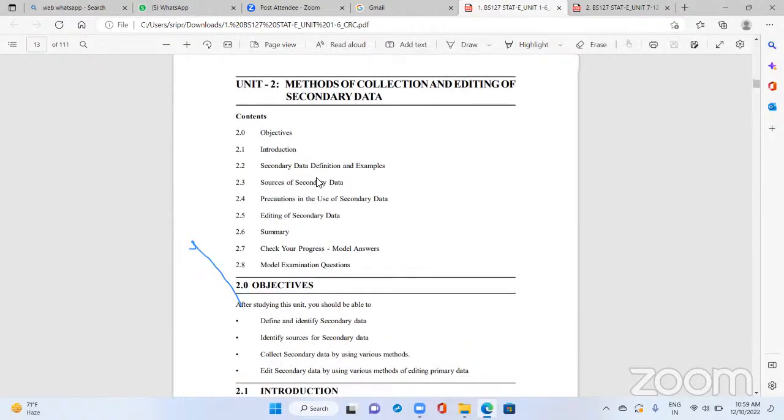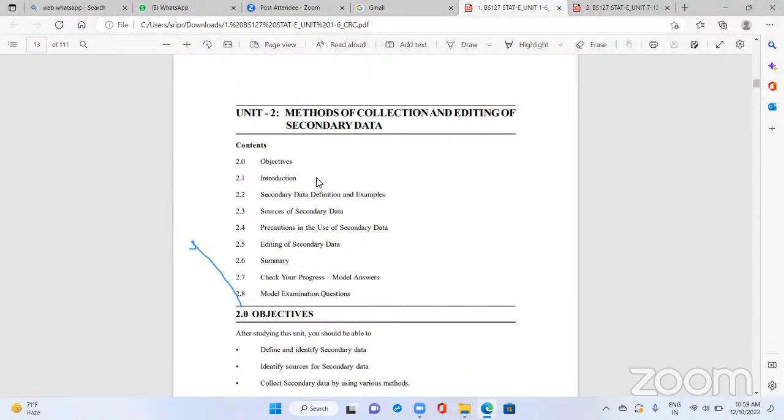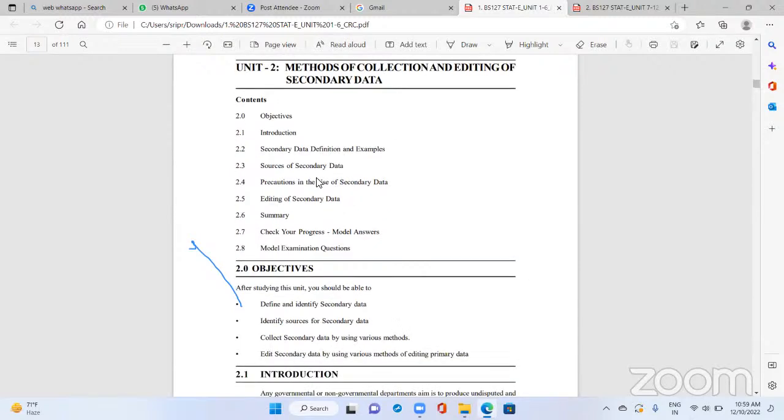Now coming to unit 2, methods of collection and editing of secondary data. What are the objectives? What is the introduction? What is the secondary data definition and examples? Sources of secondary data, precautions in the use of secondary data, editing of secondary data, summary, check your progress, model answers, model questions, examination questions.